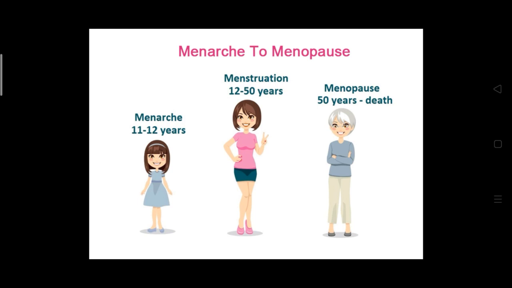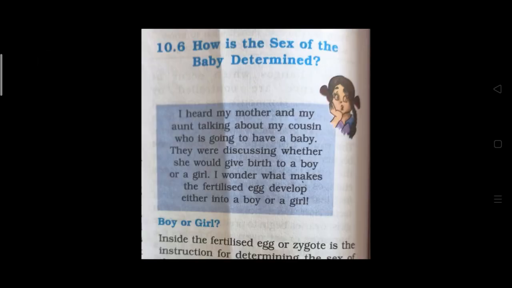Initially the menstrual cycle may be irregular. Okay, it will not be regular in all the months. It takes some time to become regular. How is the sex of the baby determined? How does an individual become a boy or a girl?